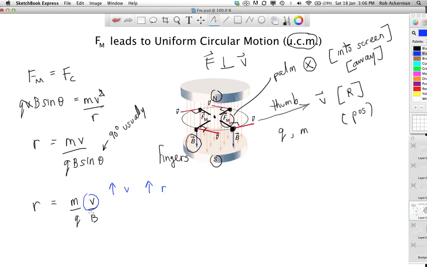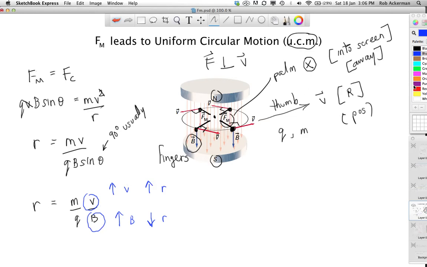On the other hand, the magnetic field is in the denominator. If you increase the magnetic field, what's going to happen? Well, you're going to exert more force on the particle, so the radius of the turn will decrease. That makes sense. All right, so the formula does make sense in those respects.